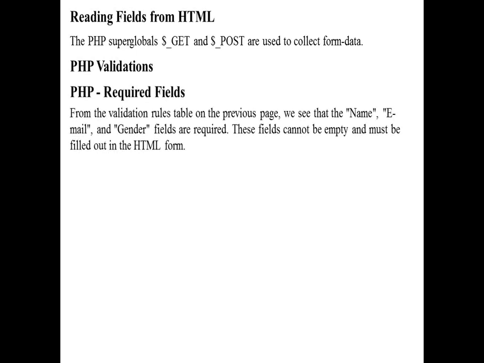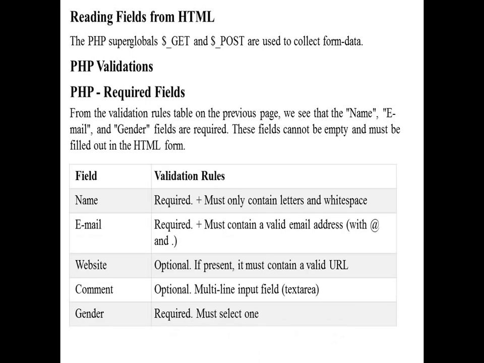So first is the required field. From the validation rules table below that I have given, name, email, etc. These fields cannot be empty and must be filled in the form. Let's see, these are the fields and the validation rules given for them. Name is required, must only contain letters and white space. Email must contain a valid email address with @ and a dot. Website is optional, if present it must contain a valid URL.